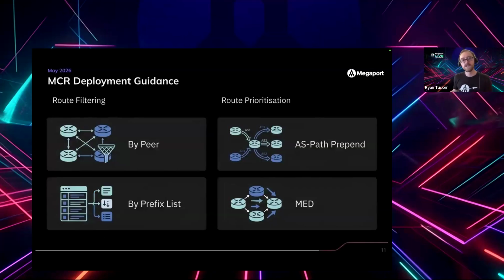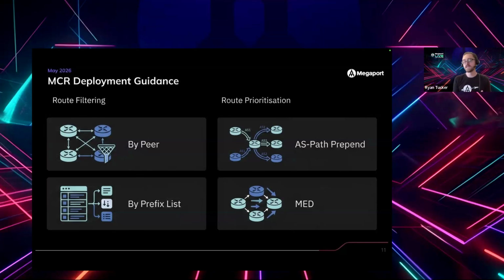So the first two things really are how you can control which routes get advertised where and what priority different routes are. So for filtering, MCR supports filtering the routes that are advertised based on the peer. So that's basically saying routes from these peers can be advertised to these peers, but not these peers. So it's quite a high level, quite a broad control. So you're essentially saying don't advertise routes from this peer to this peer, or do from this peer to this peer.